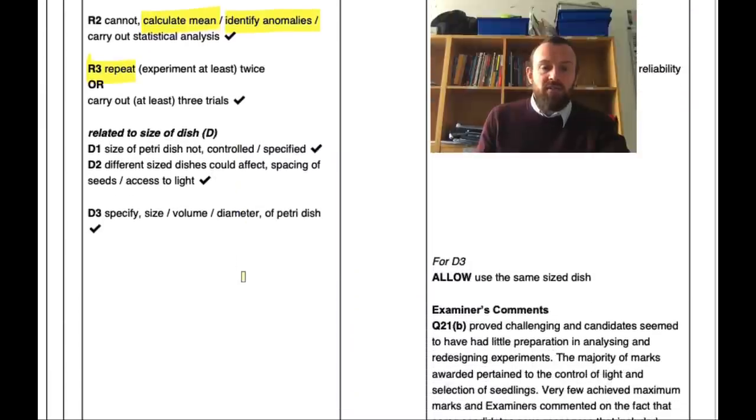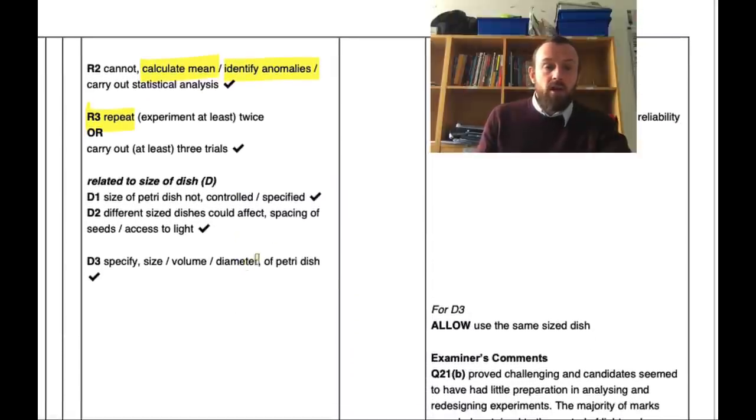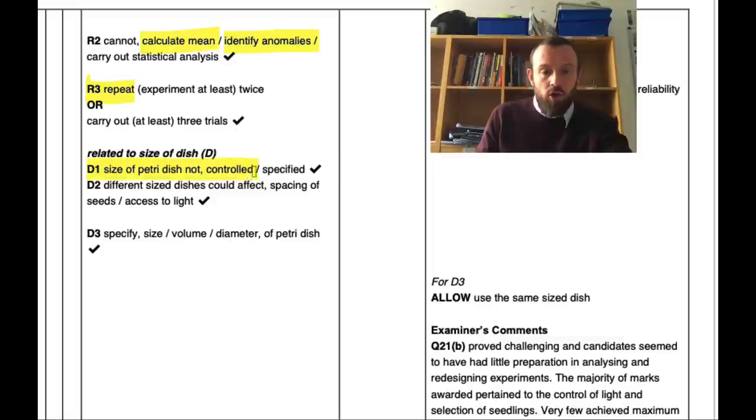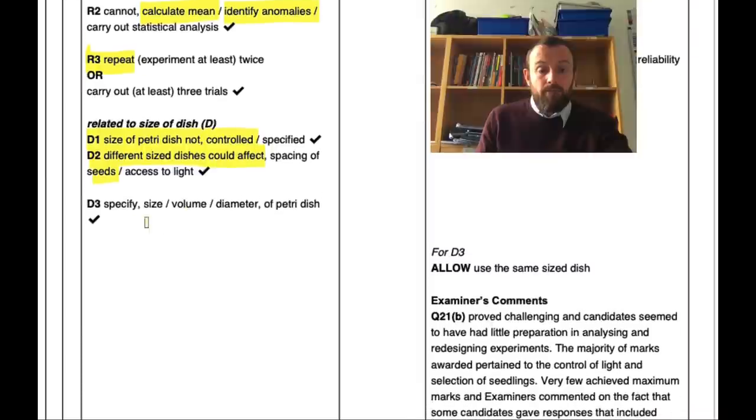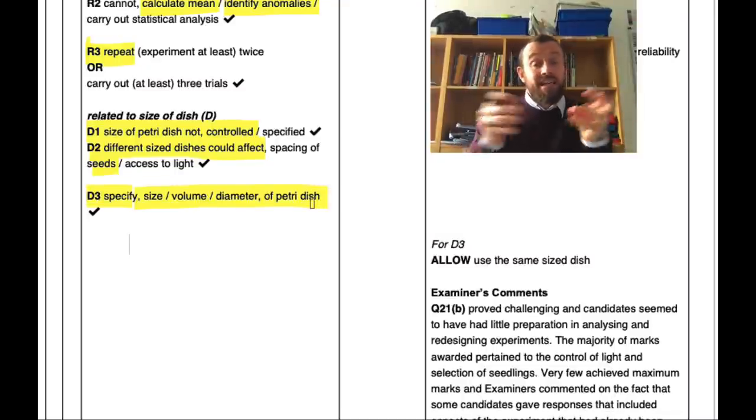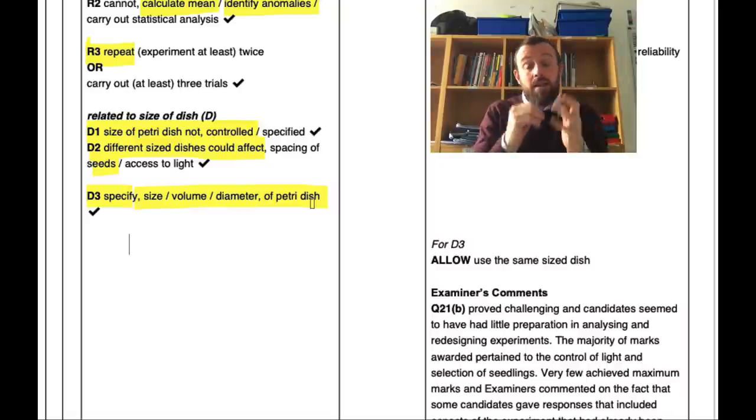And you could have even said stuff about the size of the Petri dish. Size of Petri dish not controlled. Different sizes of dish could affect spacing of seeds. Specify the size or volume or the diameter of the dish. And don't just say use a dish, because they should all be the same size, because that would affect the density of how the seeds were sort of clustered, and that might affect the results.